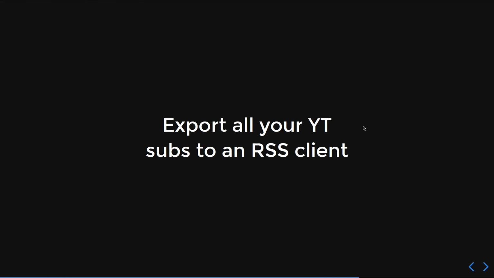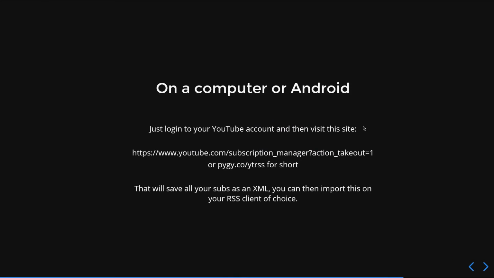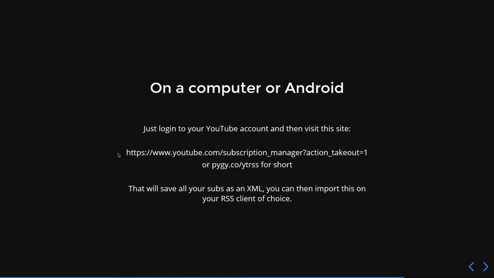All right, and that's just if you want to subscribe to one YouTube channel. If you actually want to import all of the YouTube channels that you have already subscribed to into your RSS feed, you can do that as well. It's really easy. Just log into YouTube. Once you're logged in, just go to this link. There's a short link for that as well. And yeah, once you go to that link, it'll just allow you to download the XML file. You can just import that into your RSS client and it'll work.